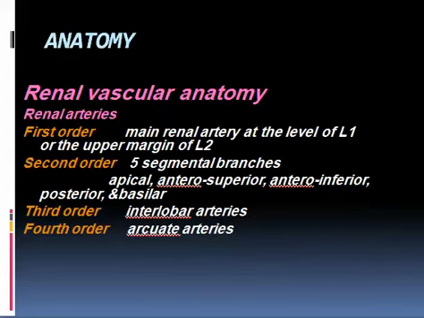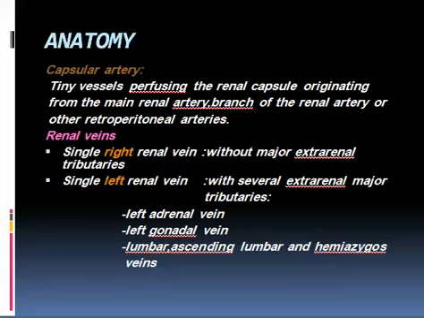Renal vascular anatomy, renal arteries. We have the first order artery. This is the main renal artery at the level of L1 or at the upper level of L2. It means the pyramids. And fourth order are the arcuate arteries communicating these interlobar arteries. There are tiny vessels perfusing the renal capsule originating from the main renal artery and branch of the renal artery or other retroperitoneal arteries. It's not constant, but these are different than those supplying the renal parenchyma.